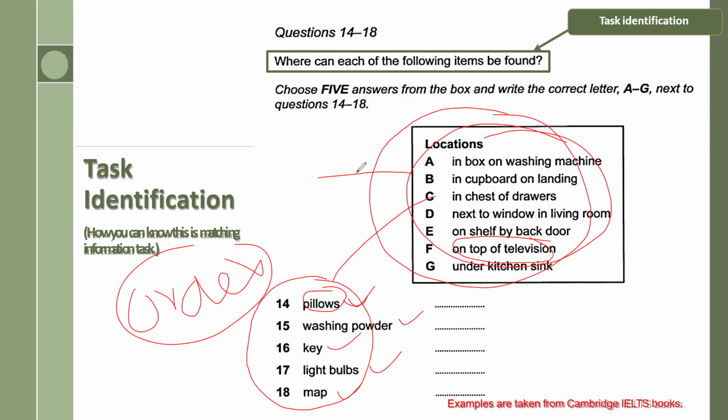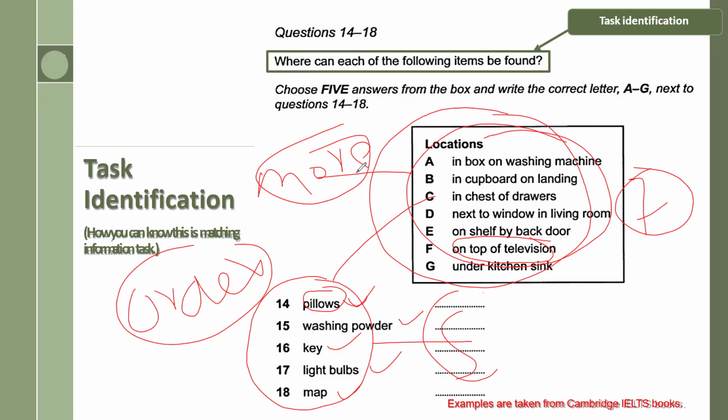Usually, options are more than the questions. Questions are fewer, like 1, 2, 3, 4, 5. Options are 7, and there are 5 questions, so 2 options are extra. Some of the options are not used. So you may have two different types of questions. Sometimes options are more and questions are less, and sometimes options are less and questions are more.